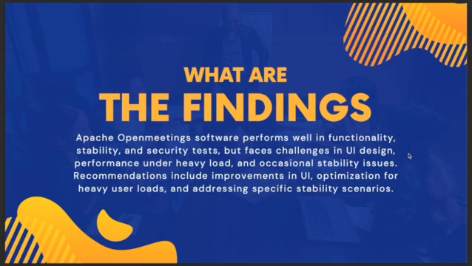Okay, and then let me talk about what are the findings of our project. We found that the Apache Openmeetings performed well in terms of functionality, performance, stability, and the security tests. However, there are still some challenges. The functional tests reveal some minor issues in the user interface design and navigation. Performance tests show that OpenMeeting slows down under high user load, which indicates the need for optimization.